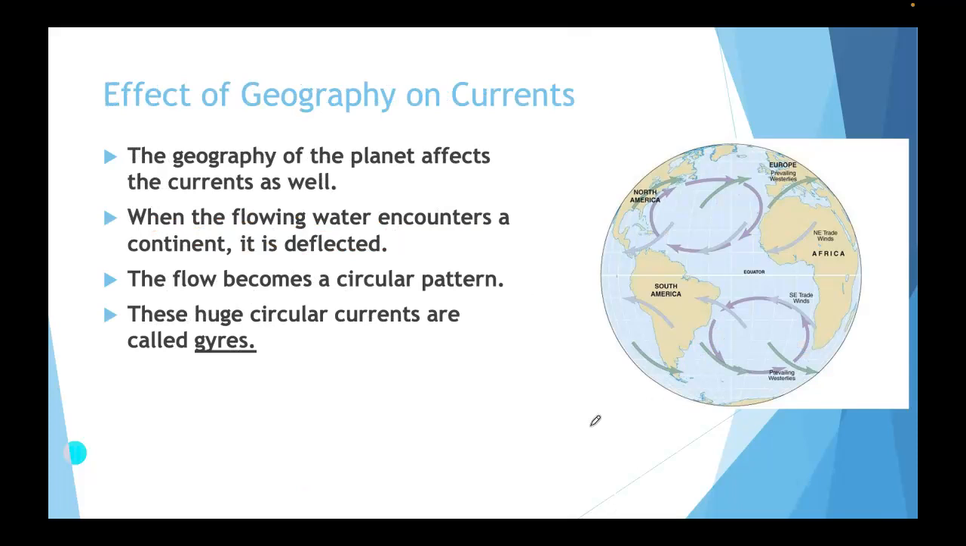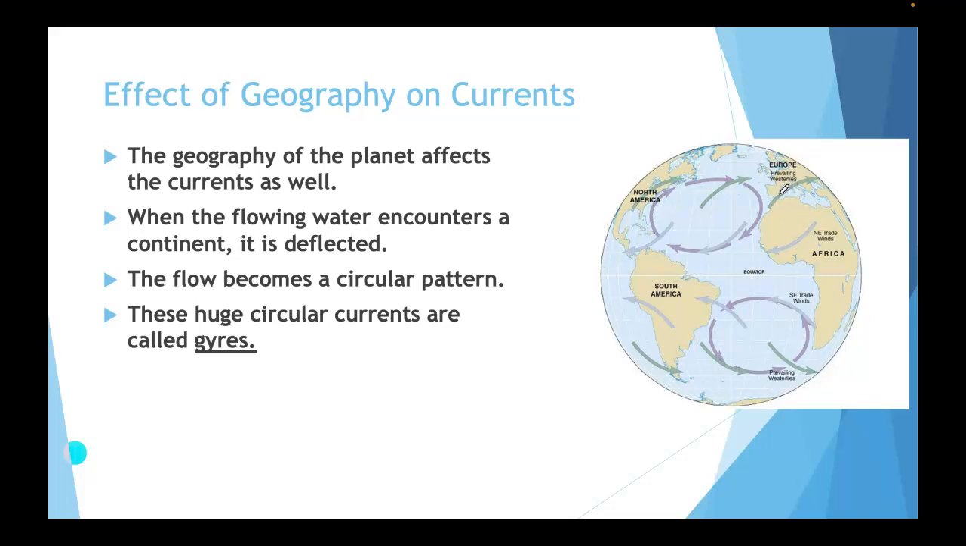All right, the effect of geography on the currents. The geography of the planet affects currents as well. When the flowing water encounters a continent, it's deflected. And so the flow becomes a circular pattern, and these huge circular currents are called gyres. So there's that clockwise and counterclockwise. We call these big circular patterns gyres.